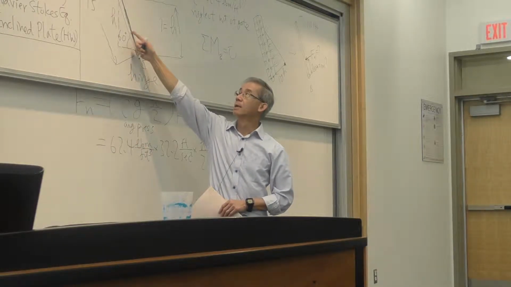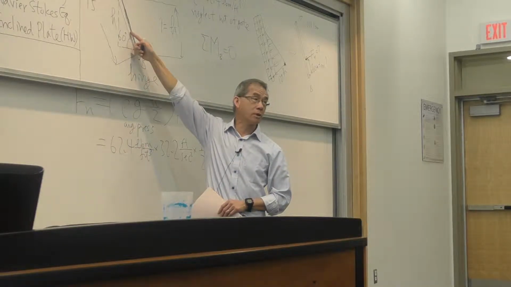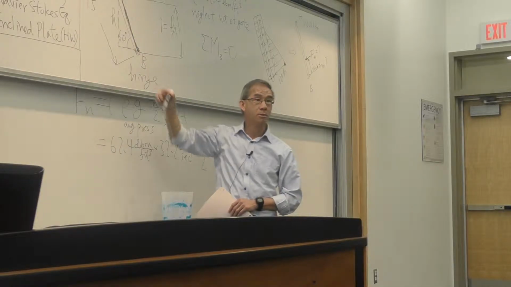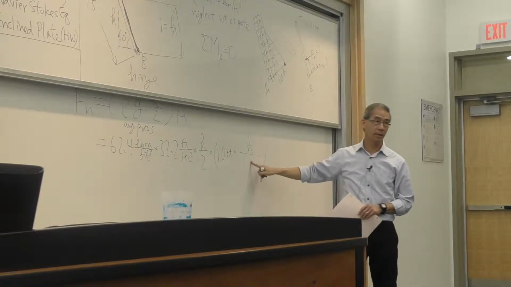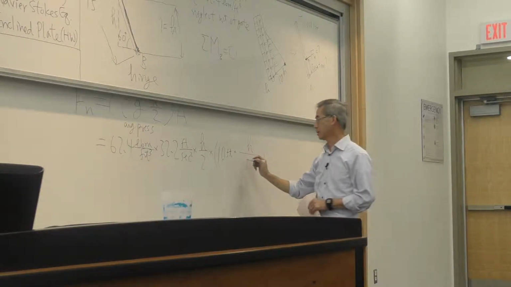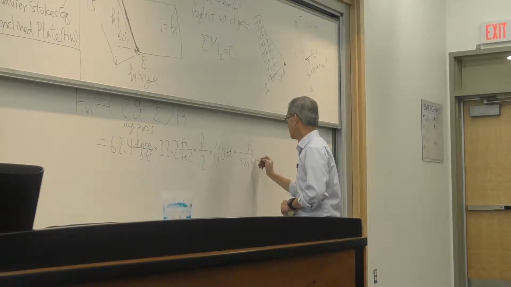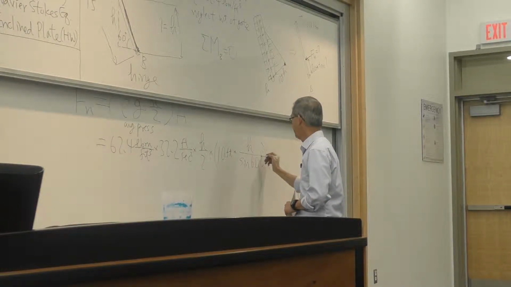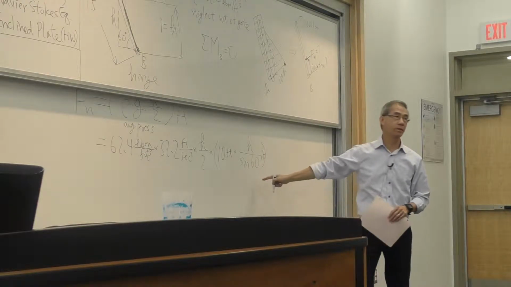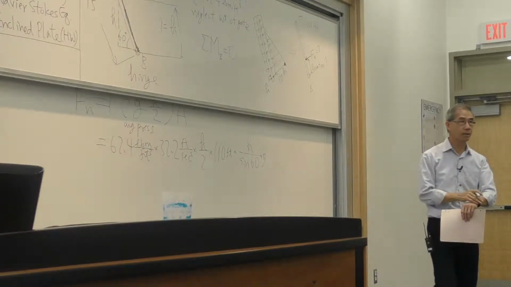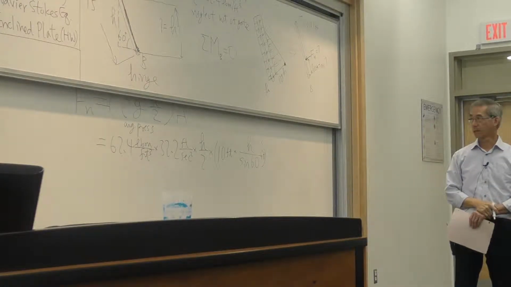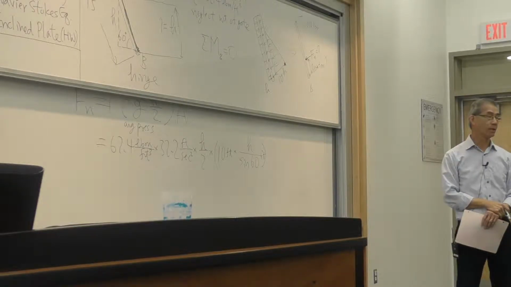I want a hypotenuse which is longer than the height h. H divided by sine 60. Very good. In feet. This is not easy to see, but back home when you're at more leisure, you can check that.